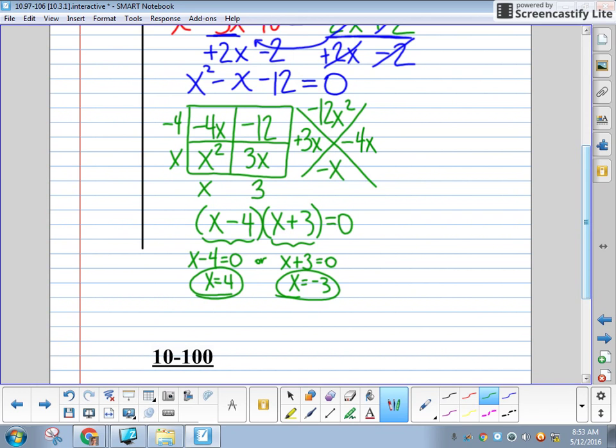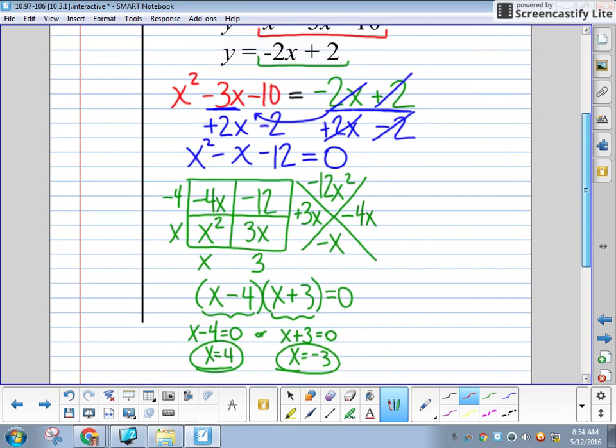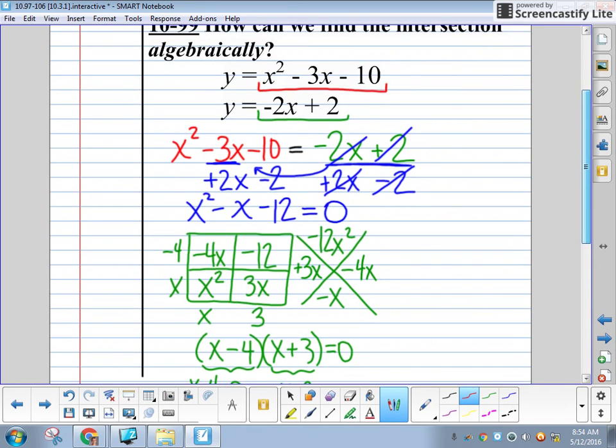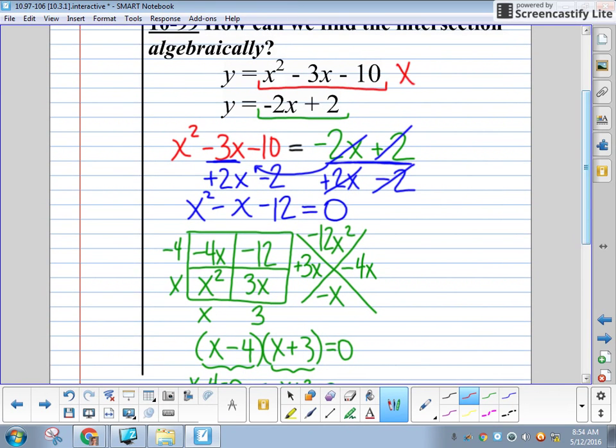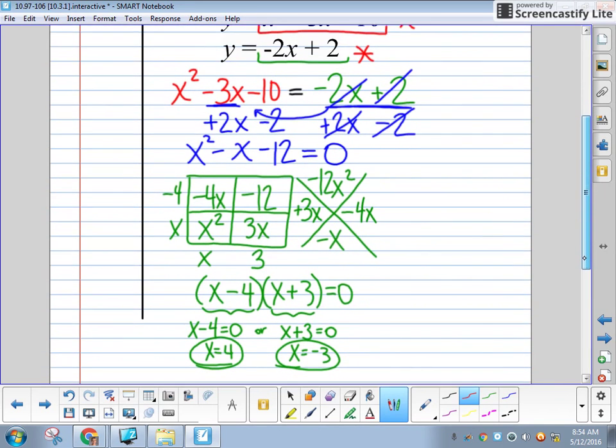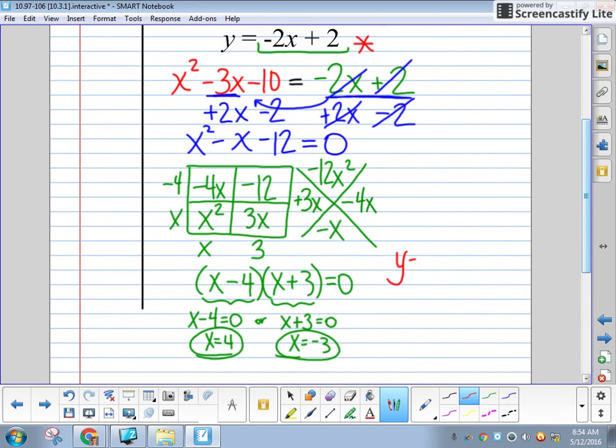But I'm not totally done yet. I found my x's, but I need to figure out what y's go with them. So I can plug x back into either of my original equations up here. I can plug it into this equation or this one, because it should work for both of them. The points are on both of those graphs. I'm going to put it into y equals negative 2x plus 2 because that looks like a whole lot less work. So y equals negative 2x plus 2.